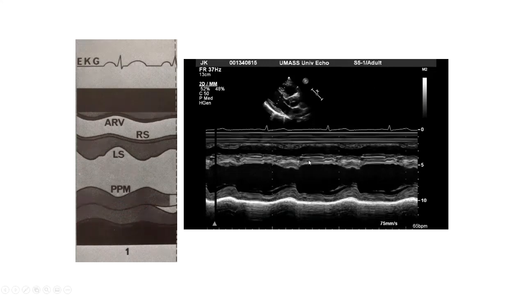So again, a normal M-mode, motion mode echocardiogram through the left ventricular cavity, and you can see the left ventricular cavity gets smaller in systole and is at its largest in diastole. In fact, it reaches its largest dimension after atrial systole when left ventricular filling is at its maximum.